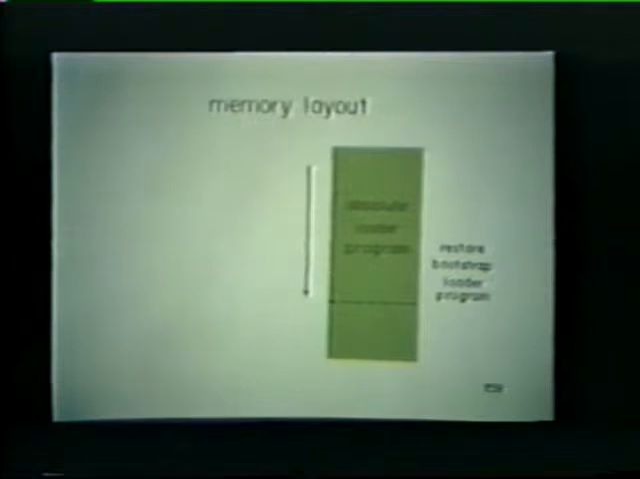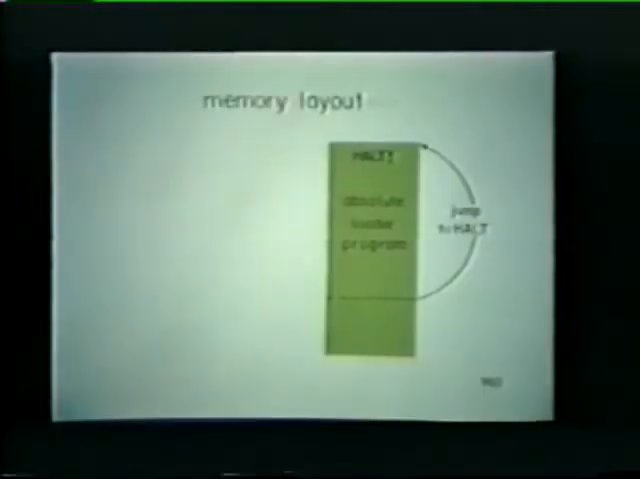This restores the Bootstrap program to its original keyed-in condition. After the Bootstrap program has been restored, the Absolute Loader jumps back to a halt instruction. At this time, any one of the paper tape programs can be loaded into memory through the paper tape reader simply by pressing the Continue switch.